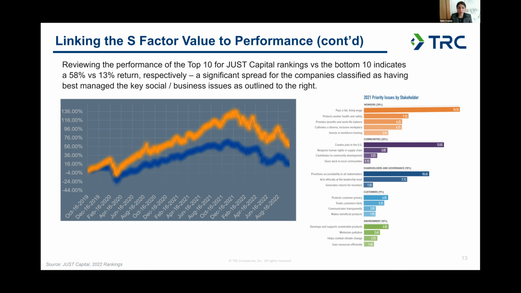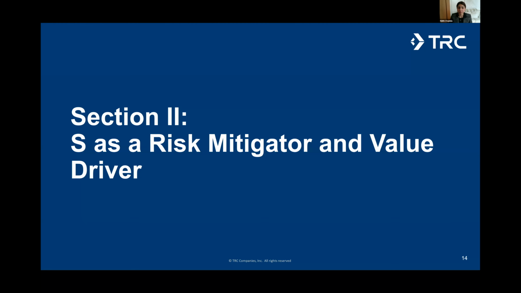And interestingly, what we have seen is a significant spread between the top 10 performers, or the top 10 companies that are ranked on Just Capital, versus the bottom 10. It's a 58% versus a 13% spread, which is pretty significant, just given that companies who are able to best manage their key social and business issues, as we've seen on the right, are able to outperform pretty significantly.